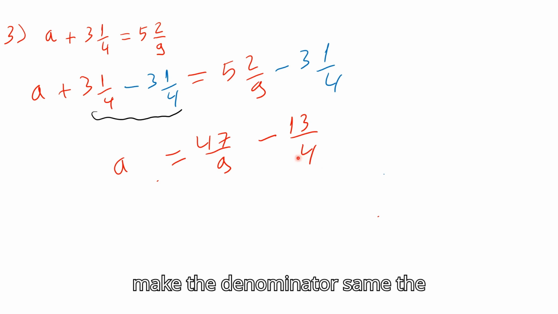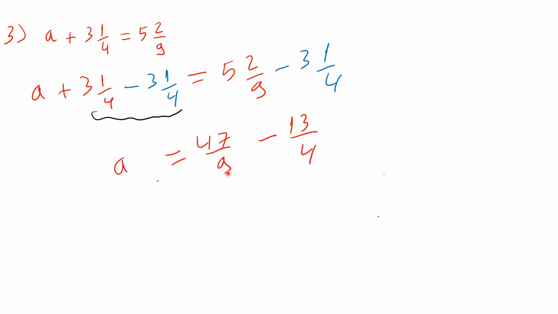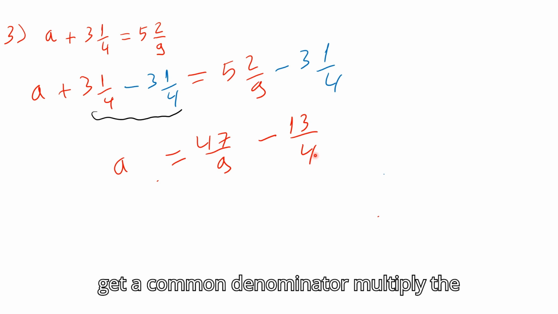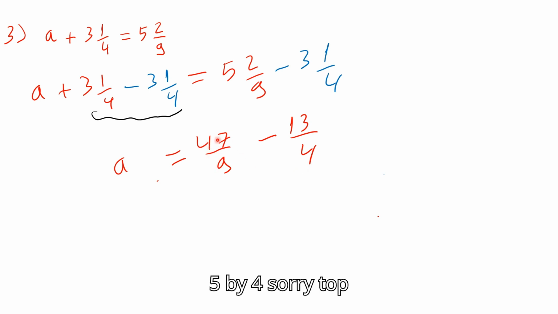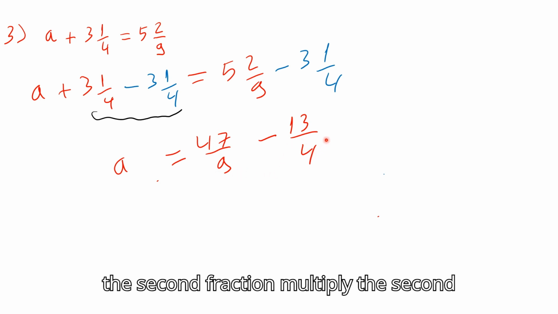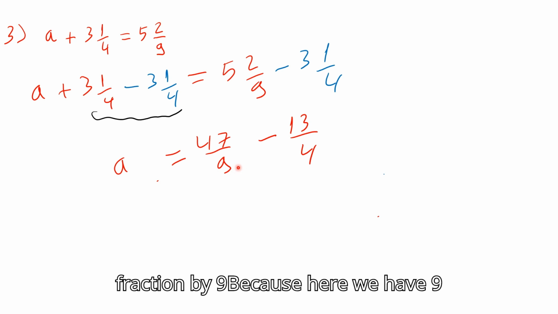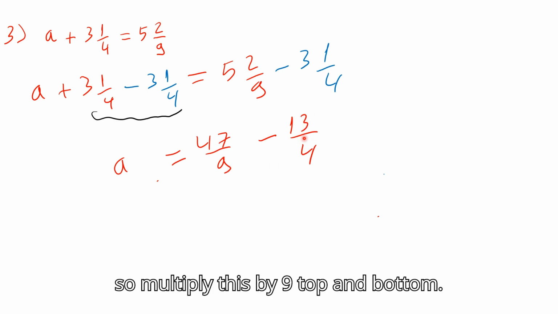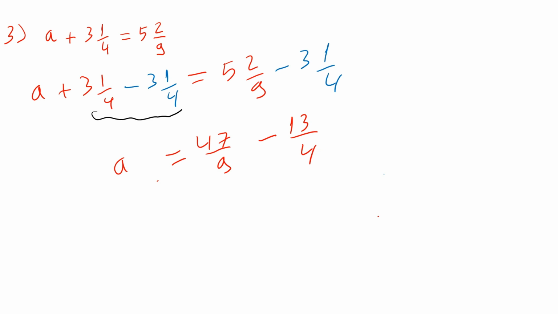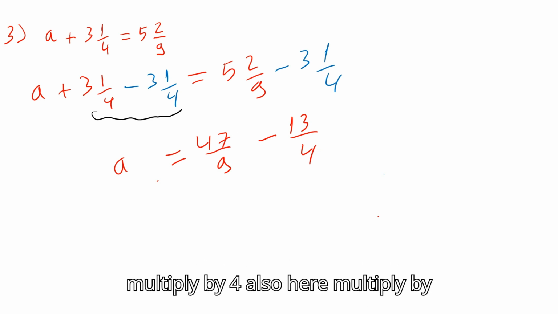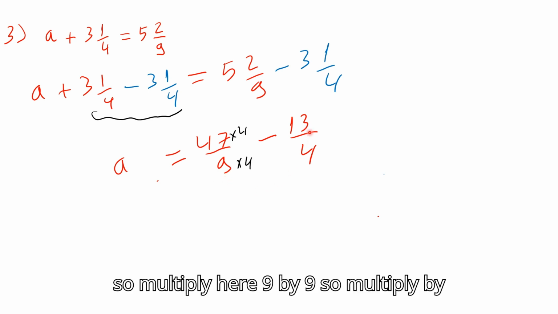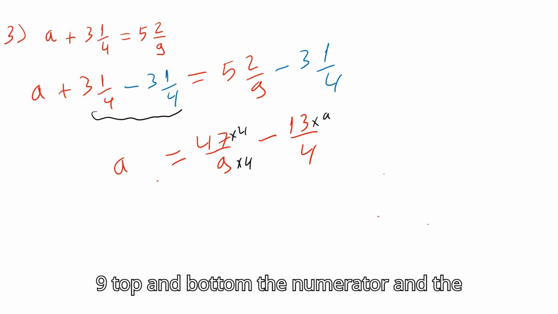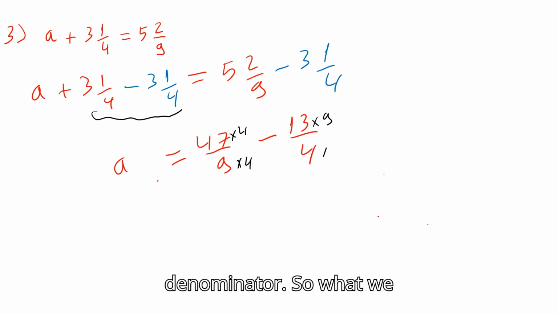To solve this, we need to make the denominators the same. The first denominator here is 9, and the second one is 4. To get a common denominator, multiply the first fraction by 4, top and bottom, and also multiply the second fraction by 9, top and bottom, because here we have 9. So we multiply by 4 here and also here, and multiply 9 by 9 here, the numerator and the denominator.